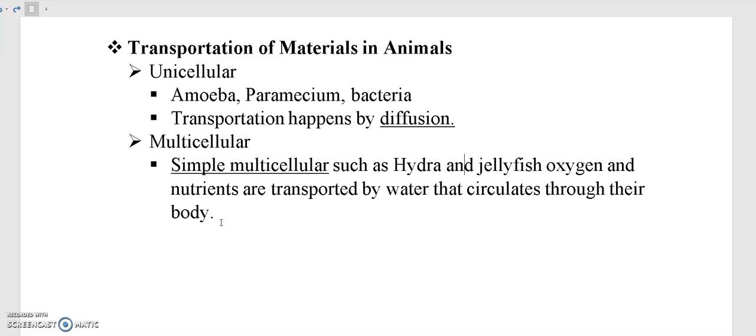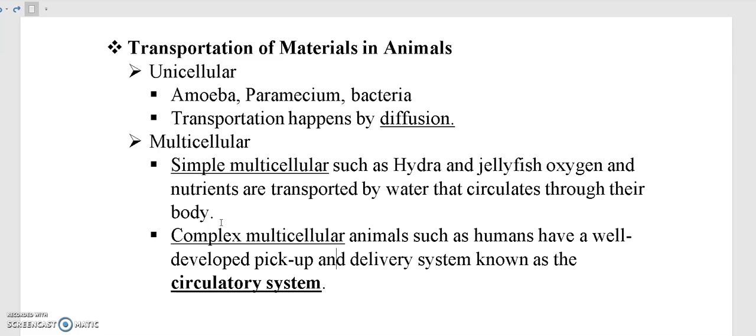This is how these kinds of simple multicellular organisms get their nutrients and oxygen. Now, if we talk about complex multicellular organisms, like human beings, we know that we are made up of such a complex system, right? Because we human beings are made up of such a complex system, we also need a well-developed pickup and delivery system, and this system is known as the circulatory system. As the name suggests, all the required nutrients and oxygen are circulated within our body to all the cells.